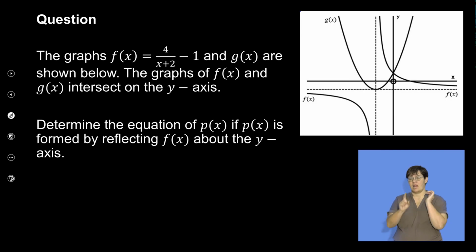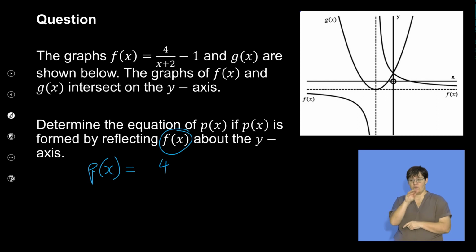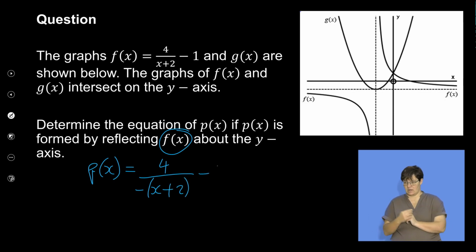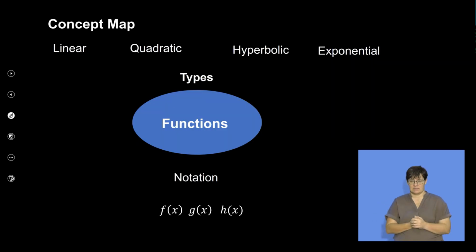And then the last question will be: determine the equation of p of x if p of x is formed by reflecting this about the y-axis. If you reflect it about the y-axis, my x must change. So it means p of x will be equals to 4 over minus x plus 2 minus 1. And then you solve it so that you can remove those brackets there.